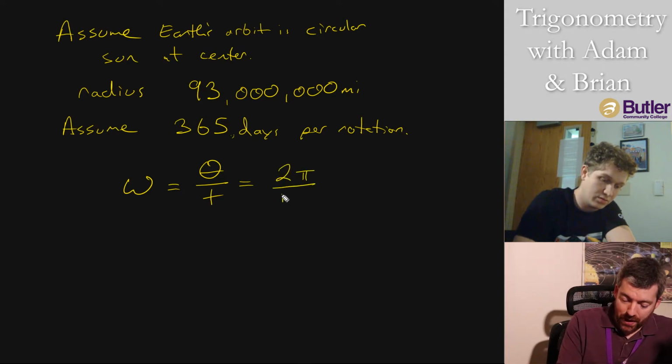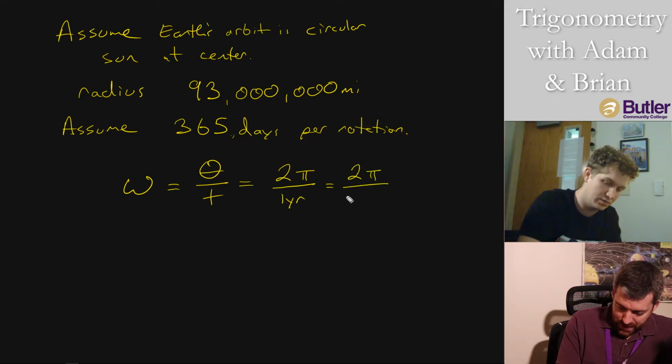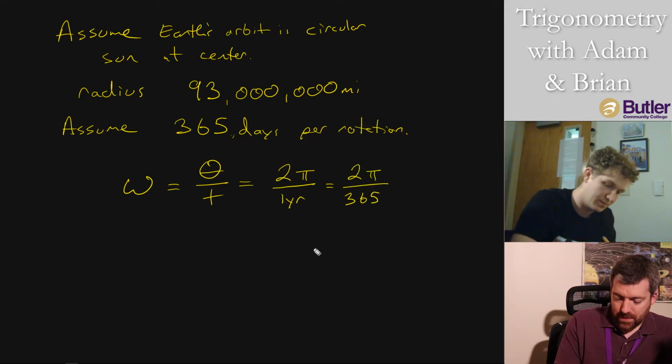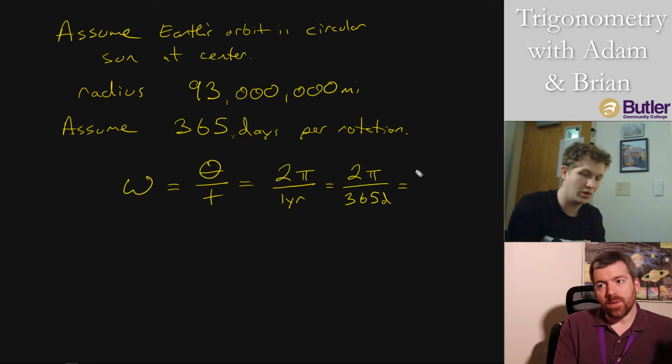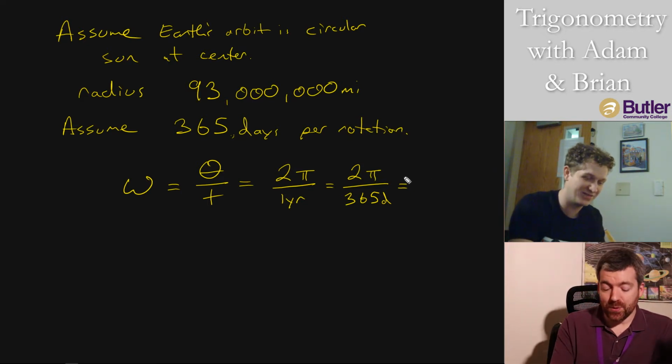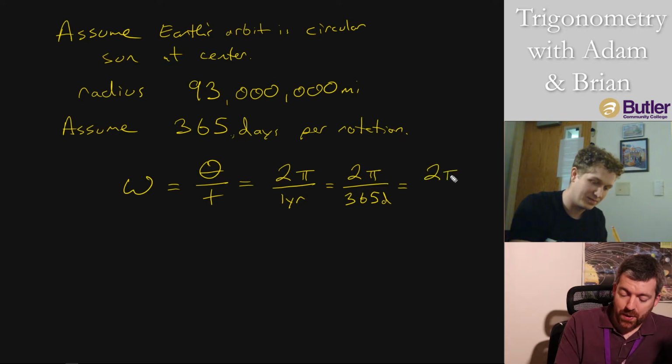Yeah, 1 year, right. How about in days? What would it look like? 365 days. Exactly. How about in hours? So divided by 24. There's 24 hours per day. Right, so times 24. So 2 pi over 365 times 24, and that will give you in hours.